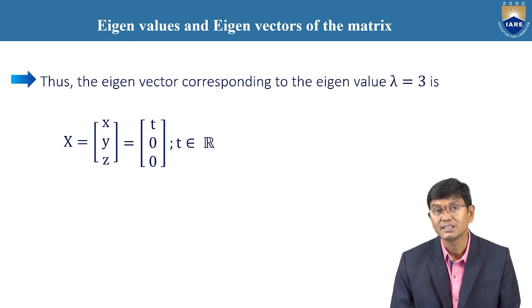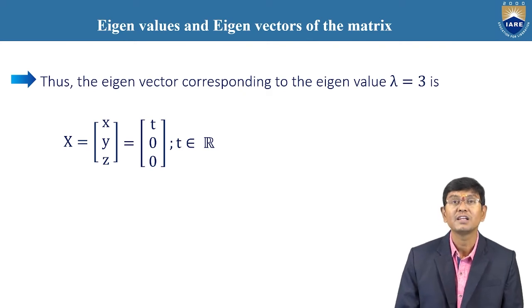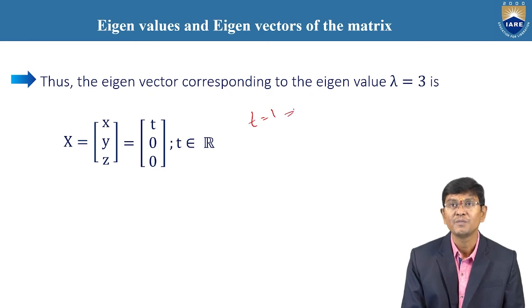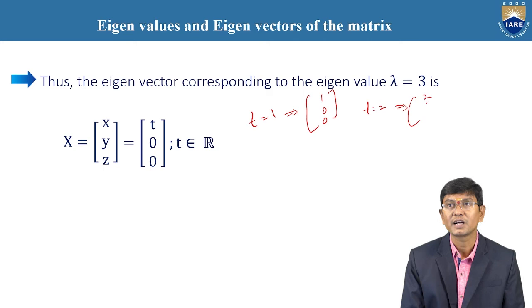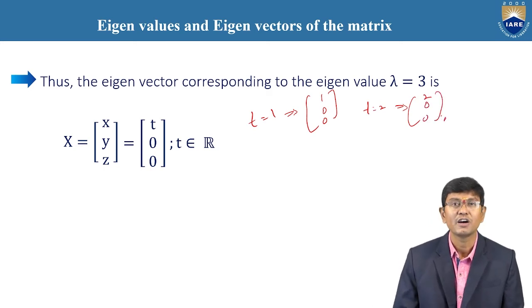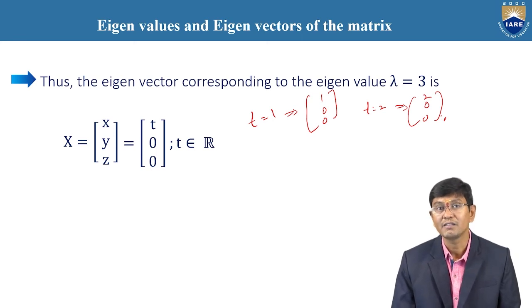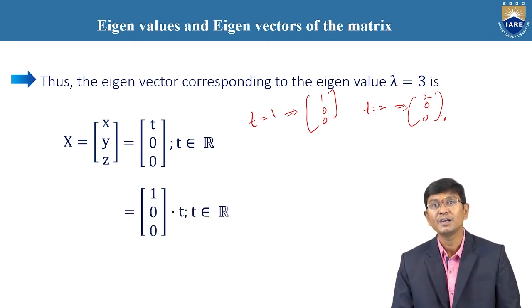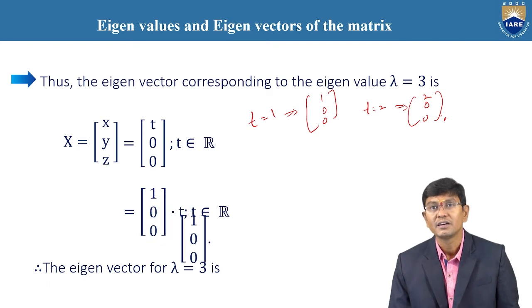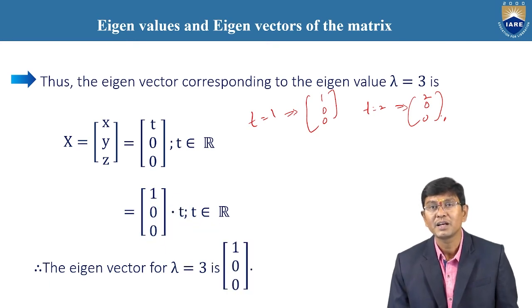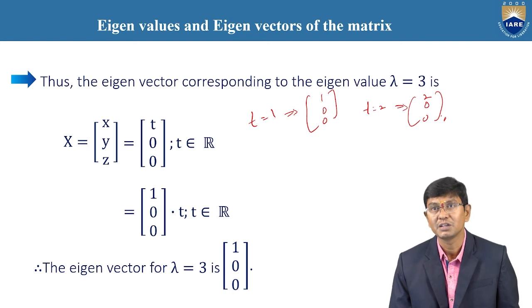Here the values are t, 0, 0, for all values of t belonging to the real numbers. For example, if we consider t equal to 1, the corresponding eigenvector is 1, 0, 0. Similarly, if t is equal to 2, the eigenvector is 2, 0, 0. By taking any real t, we obtain this type of eigenvectors. And similarly, the eigenvector for lambda equal to 3 is 1, 0, 0.